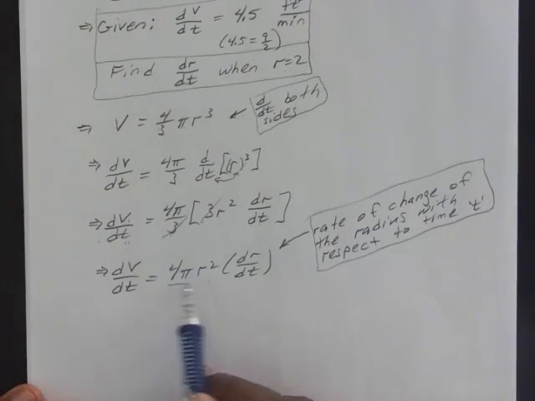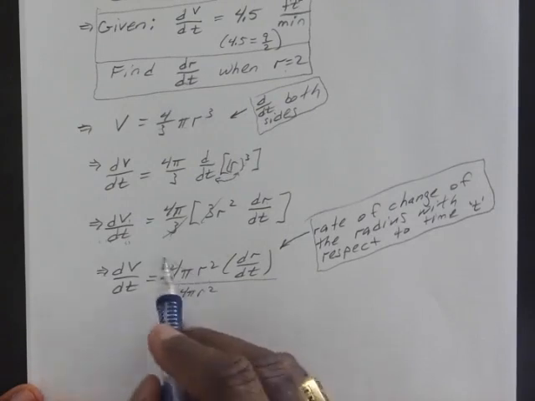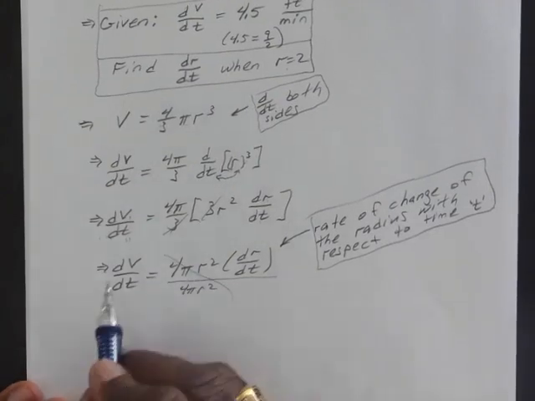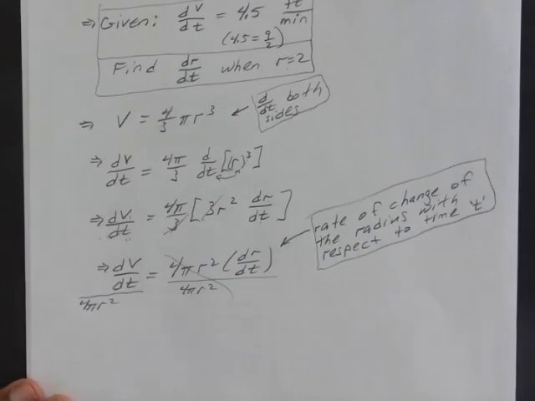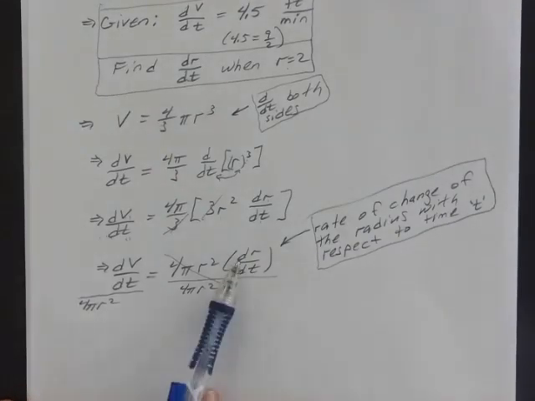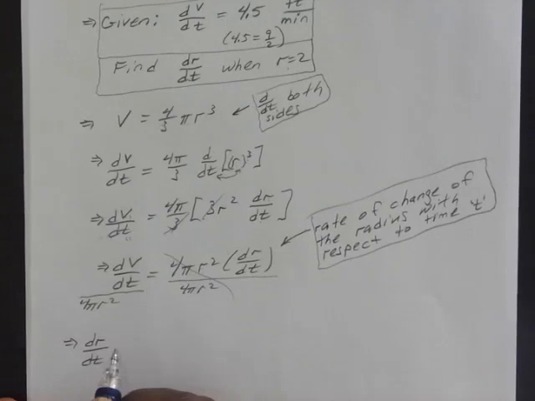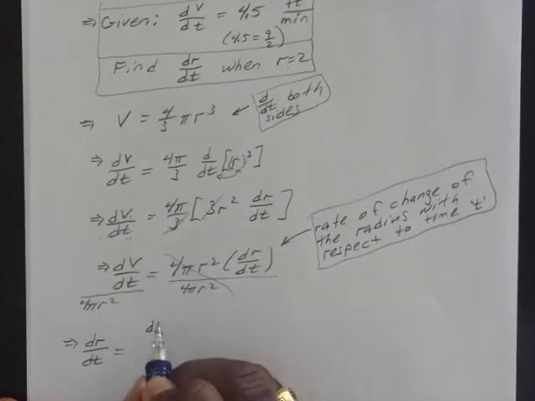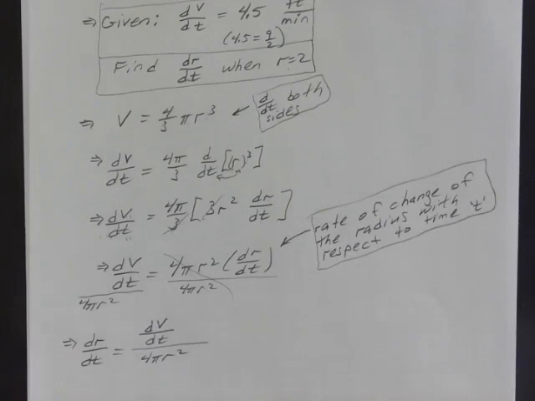Okay, so if we divide both sides by 4 pi r squared, of course, everything there cancels out. And we know the rate of change of the radius with respect to time, or your dr dt, is equal to the rate of change of the volume with respect to time divided by 4 pi r squared.